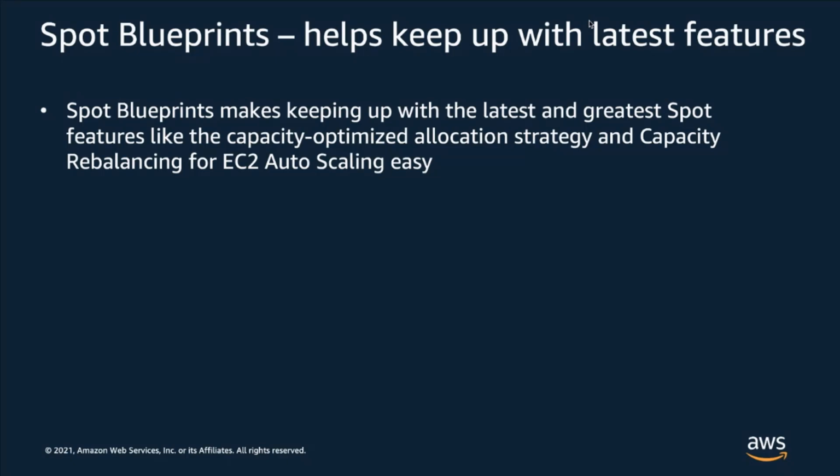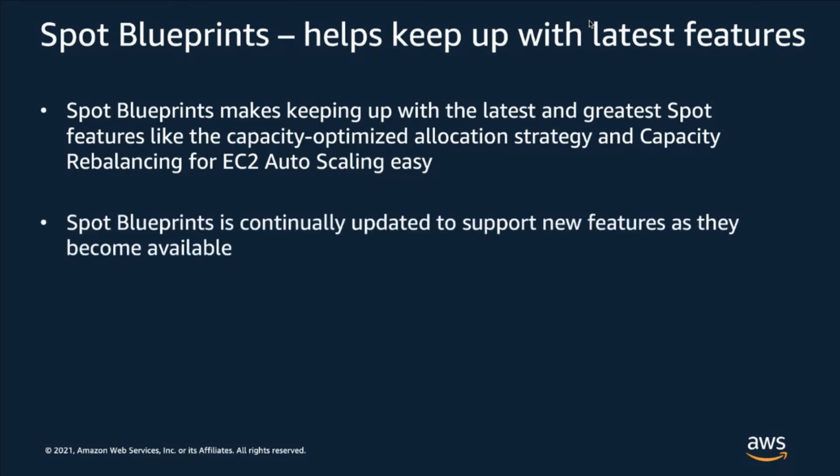as they are released. So for example, I mentioned a couple of those earlier, like the capacity optimized allocation strategy and the capacity rebalancing for EC2 Auto Scaling. These new features are being enabled through Spot Blueprints so that you can simply go back and create a blueprint, and you can feel confident that these latest features that we've put out are being utilized in the blueprints for you to tap into. I like to think of it as an easy way to keep up with the latest features without trying to watch every single What's New post or read every new blog post that comes out, which is a very difficult thing to do sometimes.